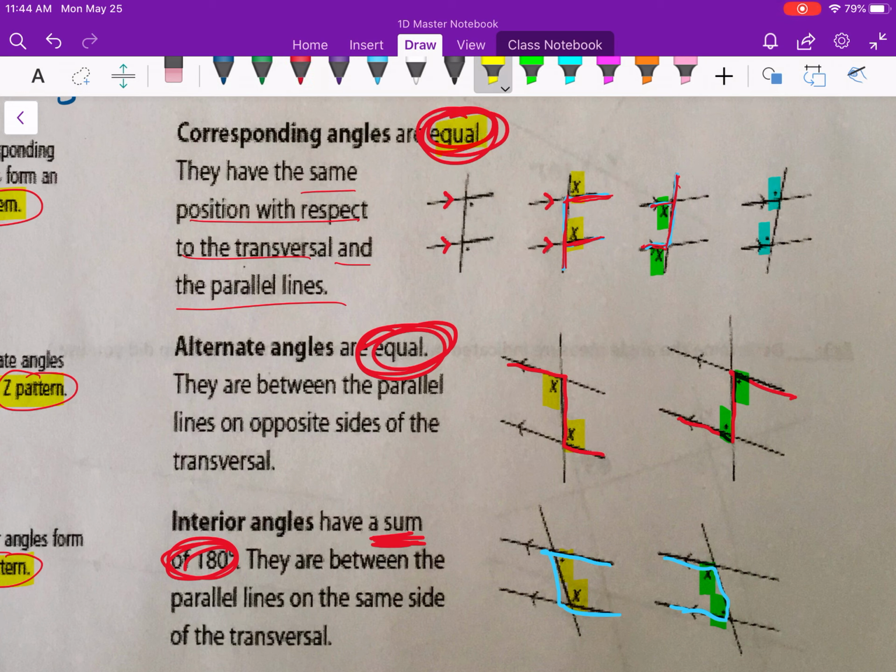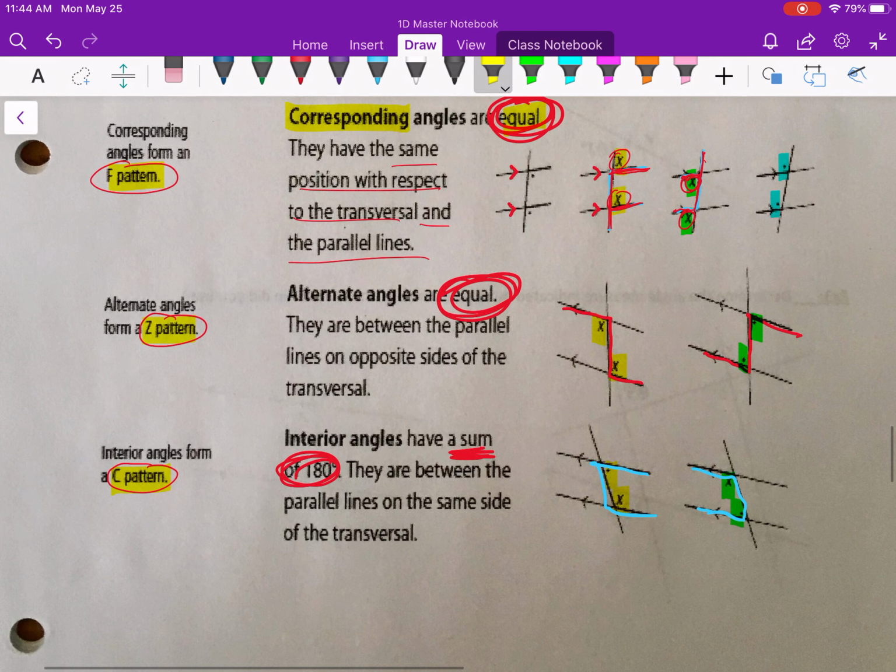So X and X here, these two angles here are equal to each other. They're both above the parallel lines and they're both on the right-hand side of the transversal. X and X in this one highlighted in green are also equal to each other. They're both below the parallel lines and on the left side of the transversal. So any angles that are in the same position with respect to the transversal and to the parallel lines are equal to each other. And again, that's called corresponding angles.